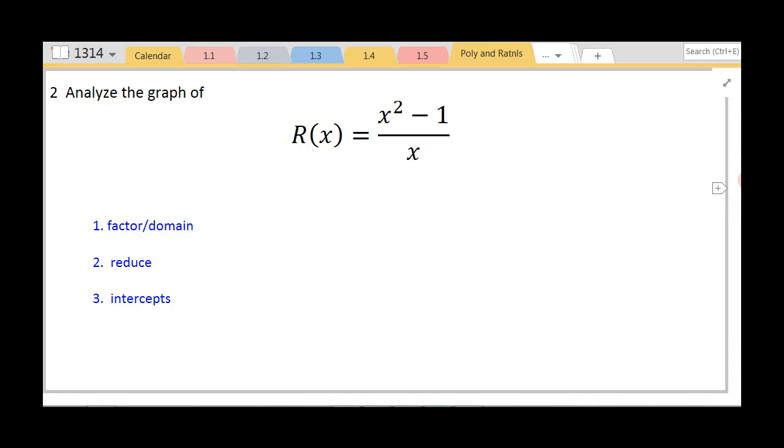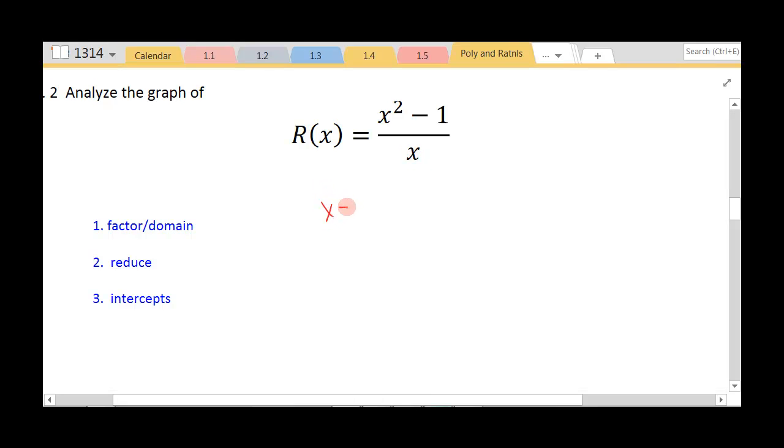So let's look at another example where we're going to analyze the graph of our rational function. We want to look at this and factor it because that makes it easier to determine the domain when we look at the denominator. I can look at this denominator as it is, and it's not going to do me any good to factor this function. So let's go ahead and determine where the denominator is equal to 0.